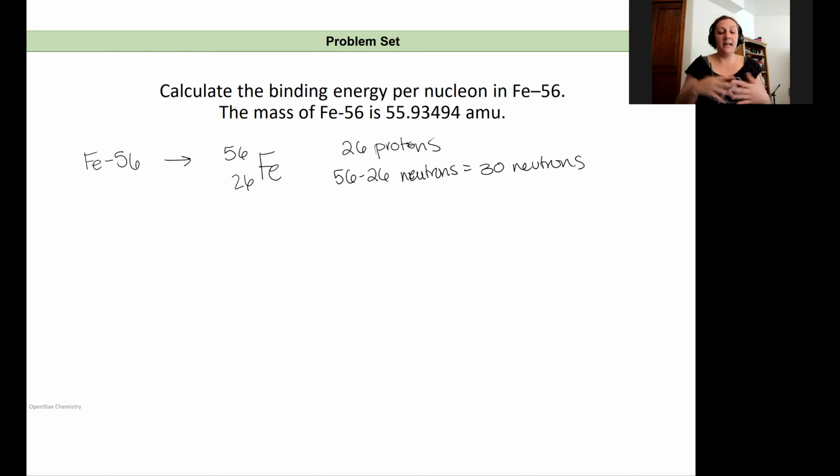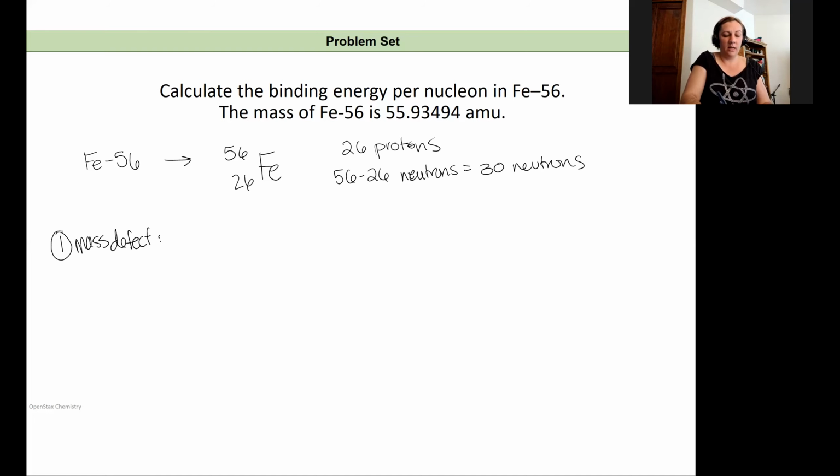So I can use that information along with the mass of a proton and neutron to calculate the mass that the nucleus would have if there wasn't a strong force stabilizing it and converting some of that mass to energy. So to get to that binding energy per nucleon, I first need to find the mass defect.